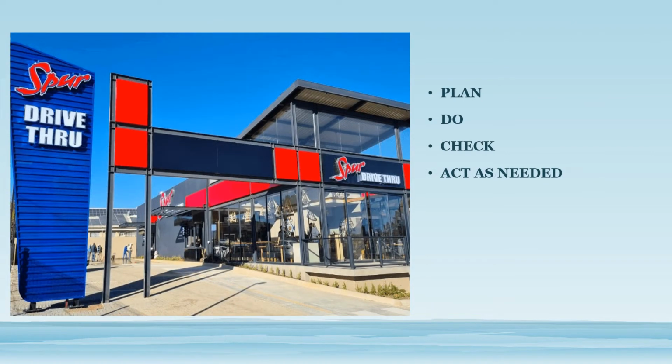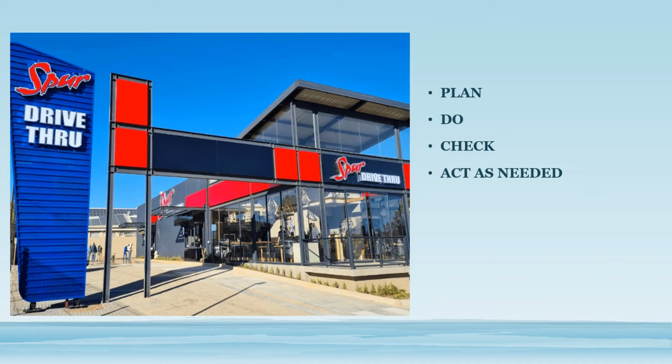Spur have implemented a drive-through system and they've used the PDCA model to assist them. Plan, they realized their sales have decreased. They've already tried many different strategies, but due to COVID and due to restaurants being restricted in terms of capacity, they realized they need to come up with a different plan. And therefore, part of their plan was to see if they can implement a drive-through system, like many other restaurants have.